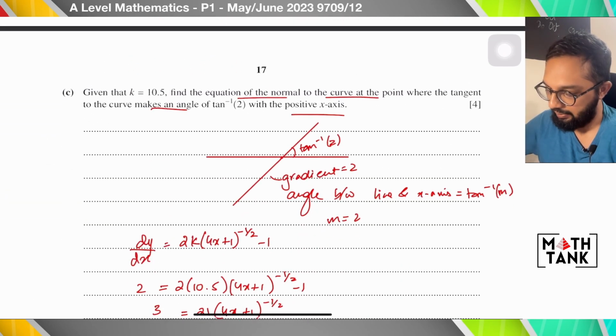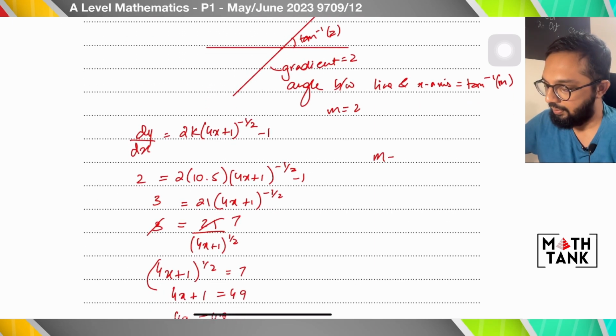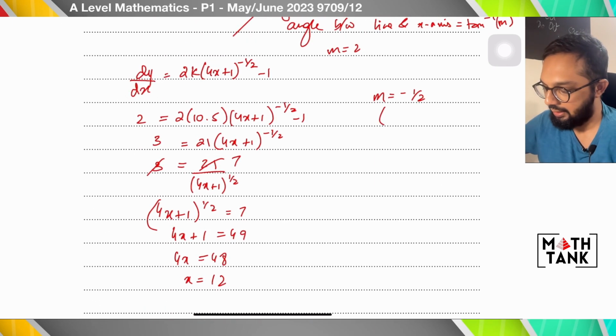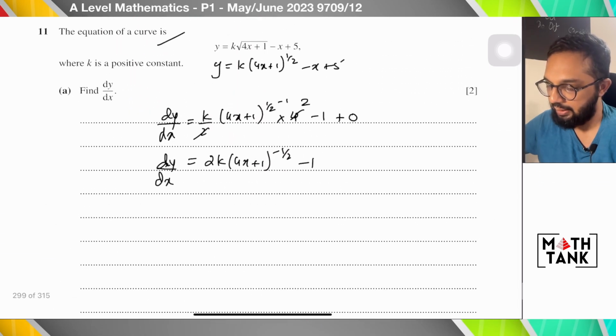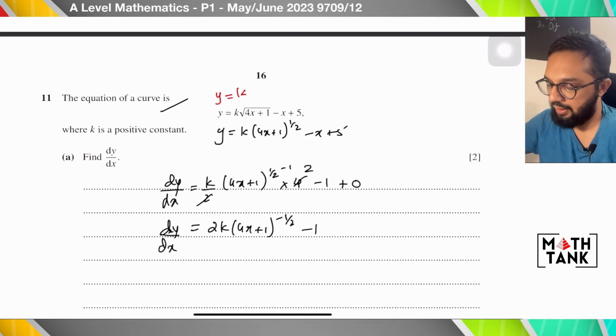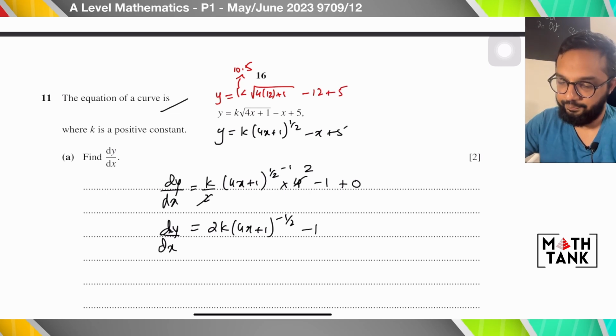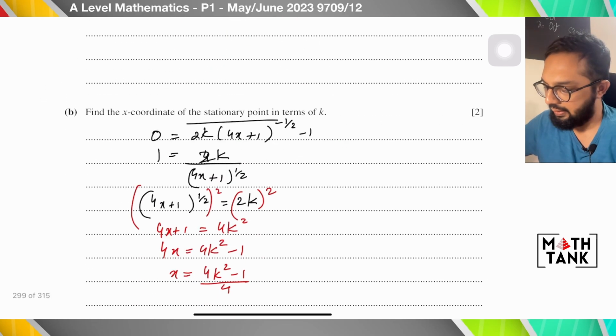I want to find the equation of the normal. So the gradient of the normal will be minus half. I have the x coordinate, I don't have the y coordinate. Can we put that on a calculator and calculate from here? k is 10.5, and 12 plus 1 minus 12 plus 5. Okay, so root of 49 into 10.5 minus 12 plus 5. It's 66.5. Let me verify if that is the right coordinate that I'm going with. Yeah, 66.5.